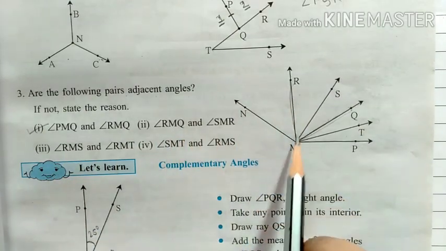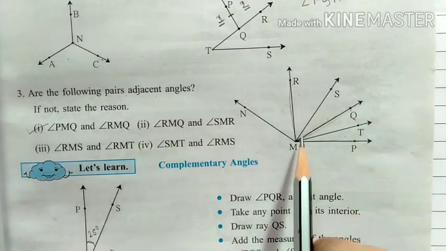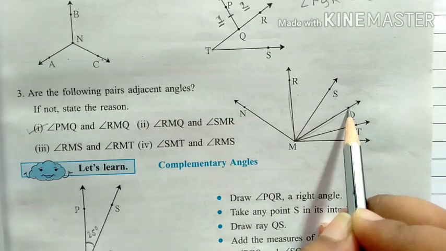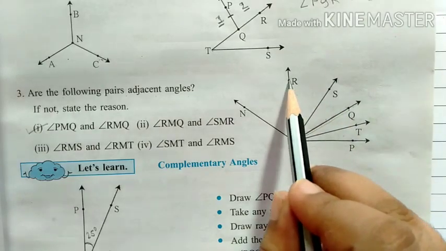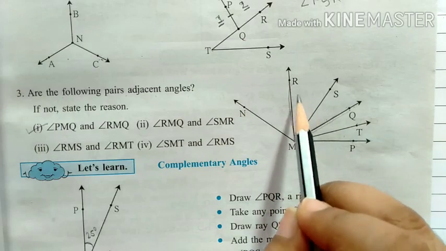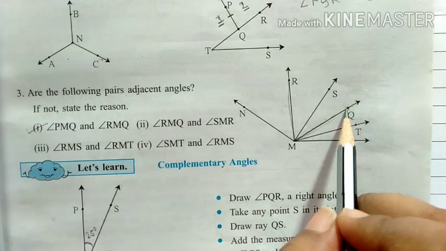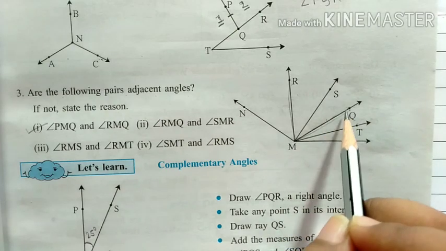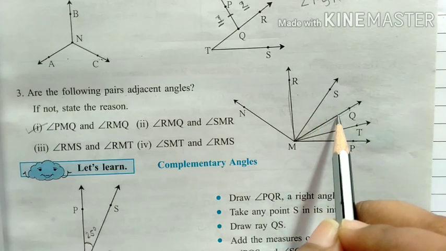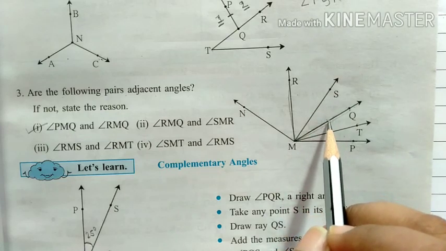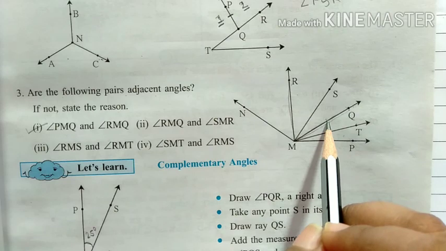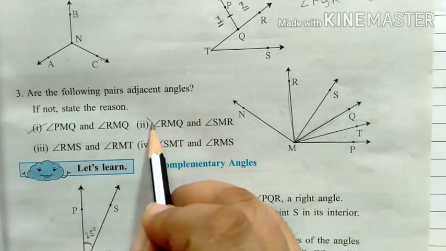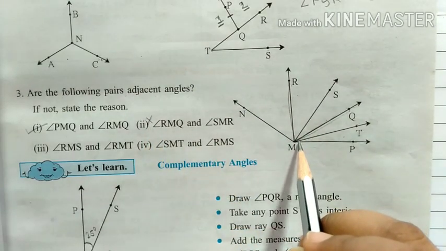Next, RMQ and SMR. If you observe carefully, SMR is a part inside the RMQ. So the interior parts are not different. The arm MQ is common, but it is not opposite of the other arm. So it does not satisfy the condition of adjacent angles. Interior parts are not different. So this is not a pair of adjacent angles.